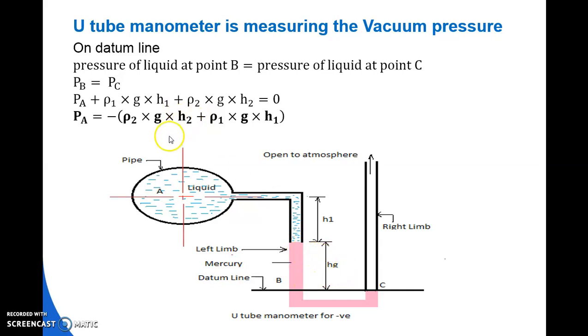that is equal to the pressure of the liquid in the left limb plus rho 1 g H1 due to the H1 height. So PA plus rho 1 g H1 plus rho 2 g H2 is equal to PC, which is equal to 0. So PA is equal to the negative of rho 2 g H2 plus rho 1 g H1. So the negative sign means this is a vacuum pressure measured at A. Thank you.